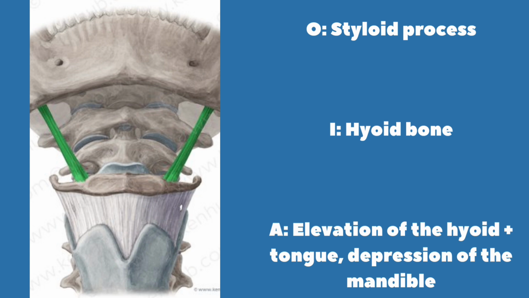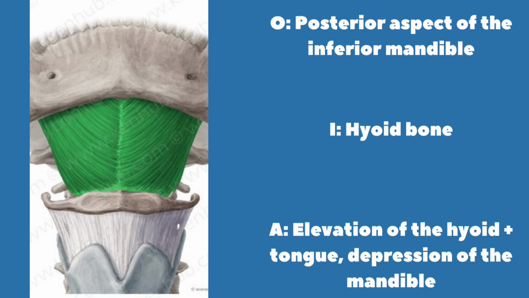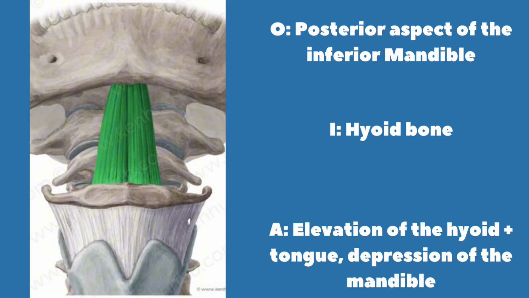Stylohyoid originates the styloid process and inserts at the hyoid bone. Mylohyoid originates the posterior aspect of the inferior mandible and inserts at the hyoid bone. Geniohyoid originates the posterior aspect of the inferior mandible and inserts at the hyoid bone.